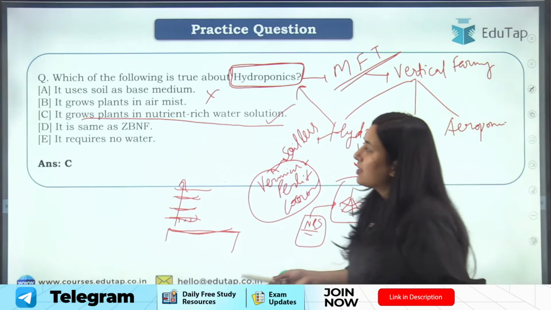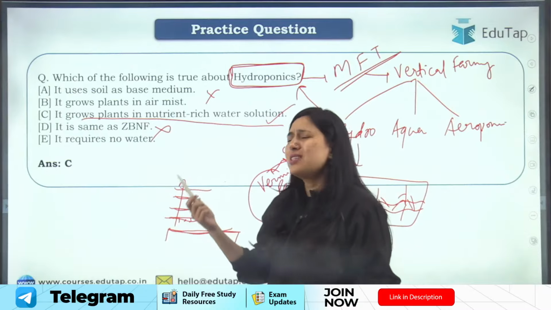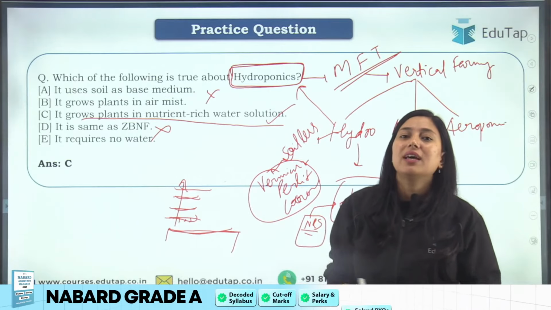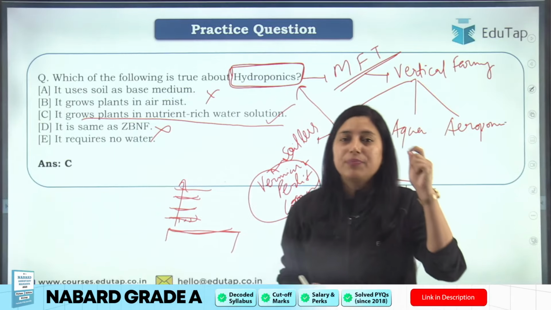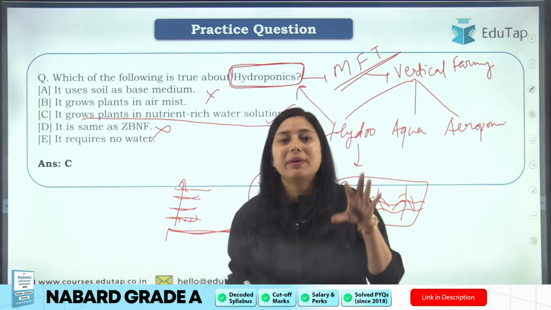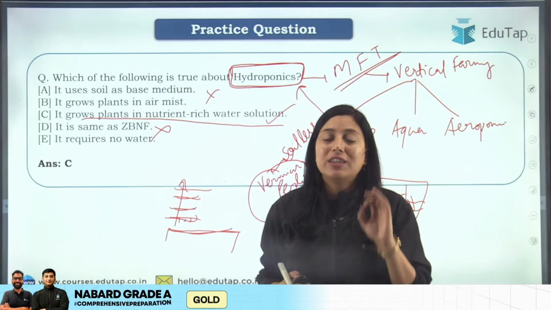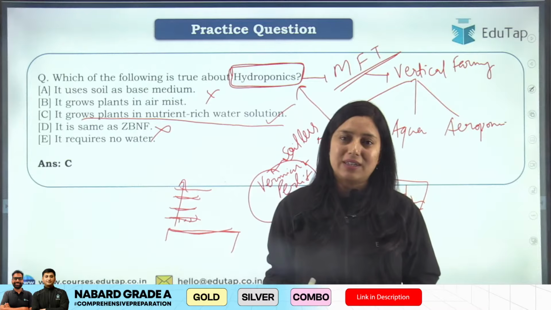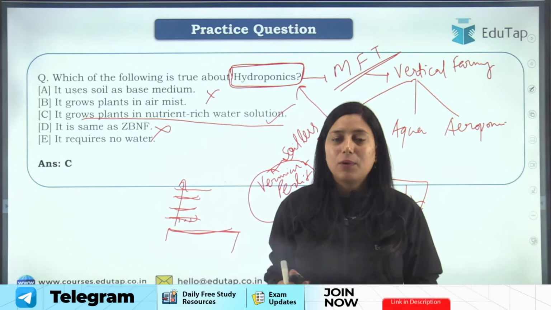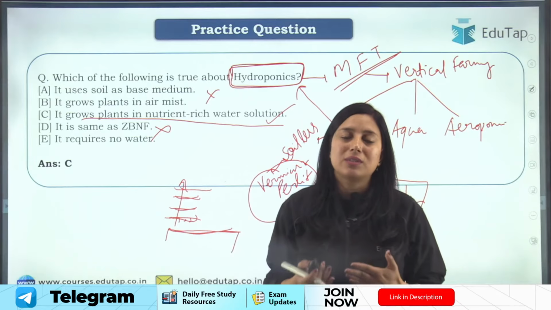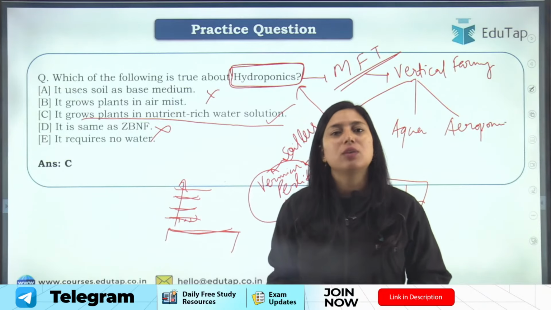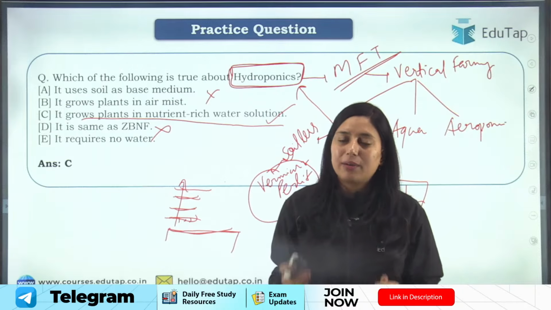Now, it is same as zero budget natural farming. No, zero budget natural farming is a different concept. What is zero budget natural farming? In zero budget natural farming we are not using any input. With zero budget we need to grow crop. That is the concept of zero budget natural farming. Though it is not practically possible, but yes, it is the concept that we have to use only the naturally available resources, and do farming with those only.